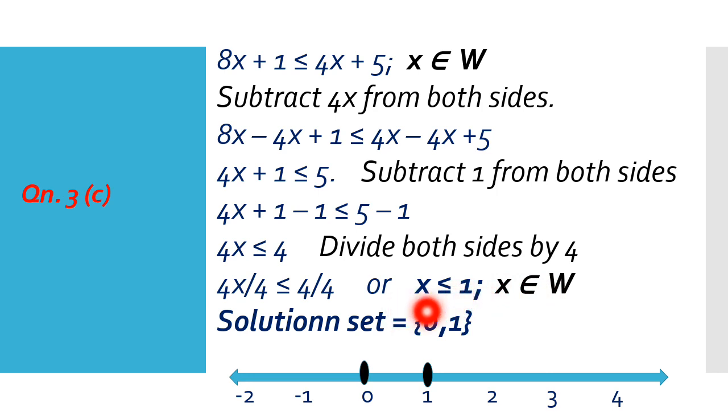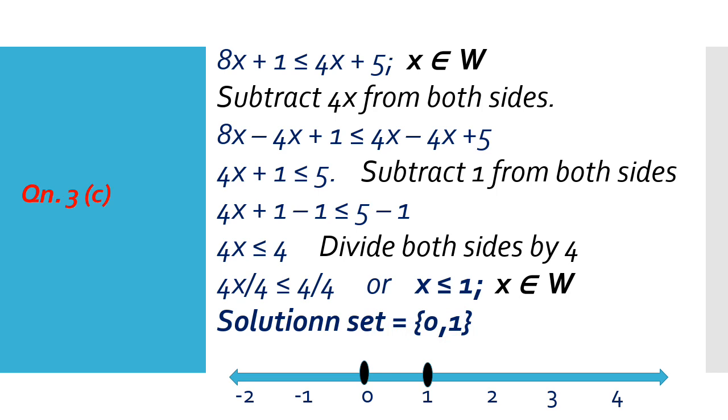So if it is a whole number, then we have the solution set 0, 1. That means we can't take 2, we have only 0, 1. So this is the solution set, and if you want to represent this on the number line, you can represent it like that. See, there is a dot mark at 0 and 1. Correct. You know how to mark the solution set on a number line.